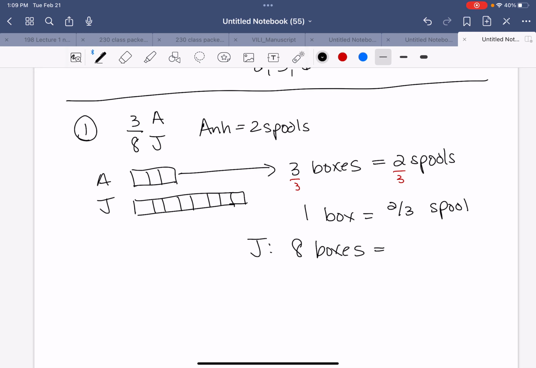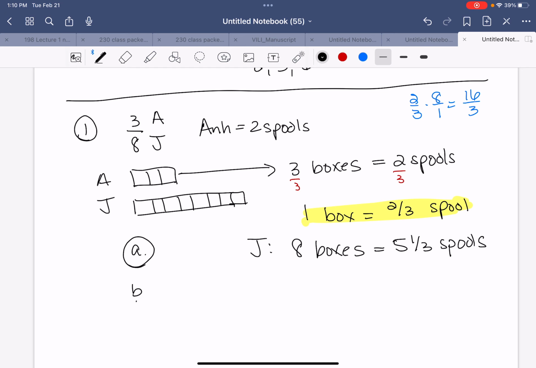So I'm going to take this ratio right here, the 1 box to 2/3 of a spool, and I'm going to multiply that by 8 boxes. So if I multiply by 8 on both sides, you get 2/3 times 8 over 1 gives you 16/3, which of course is 5 1/3 of a spool. Okay, so that's our answer to part A. Remember, for the exam, I'm going to want you to put that in a sentence.